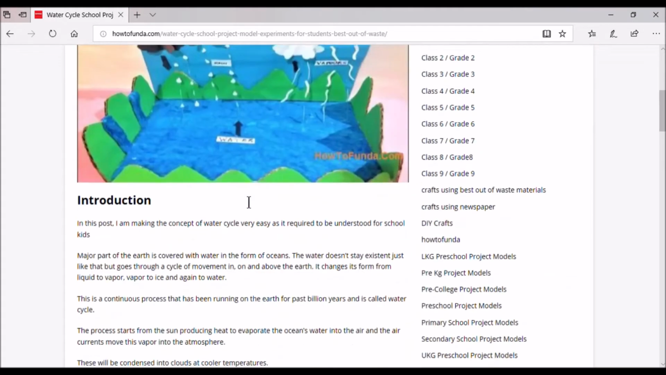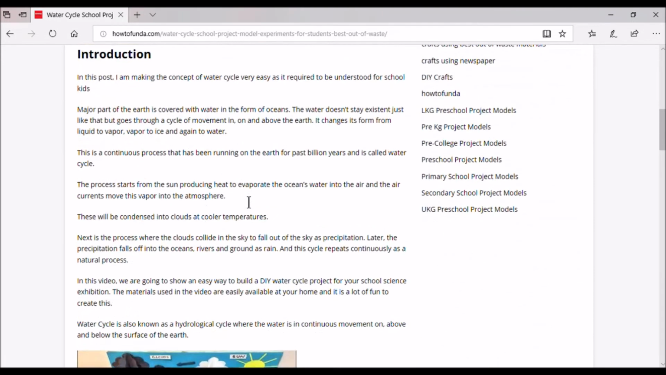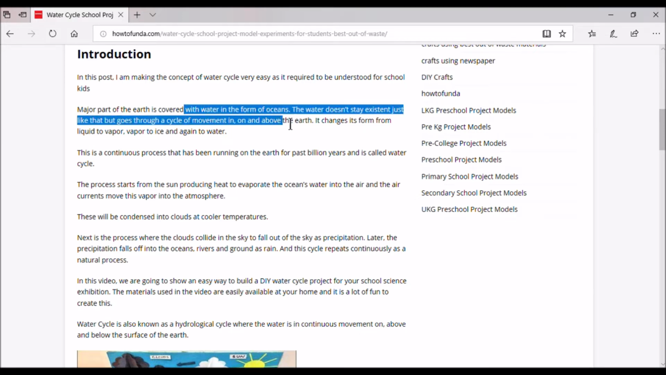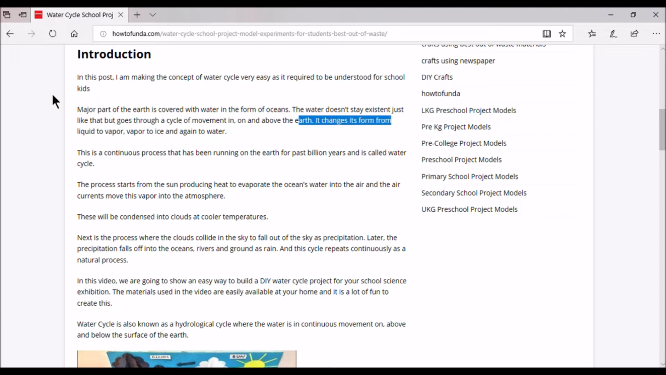Water cycle model. Let's talk about what the water cycle is. It is a very basic concept, and it is very much required to be understood by our students. A major part of our earth is covered by water in the form of oceans. The water does not just stay like that, but goes through a cycle of movement in, on and above the earth. It changes form from liquid to vapor, to ice, and again to water. This is a continuous cycle.